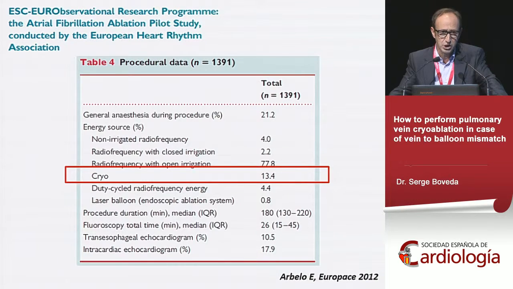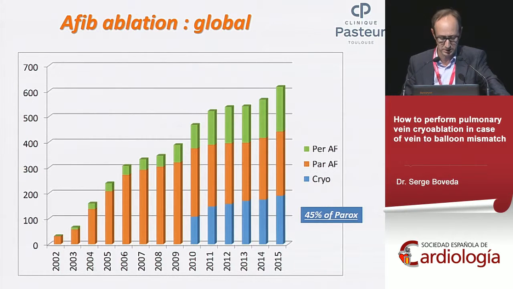So you know that cryoablation in this survey from ERA of 2012 was very rare around Europe. It was around 13% of these more than 1,000 patients that were treated for AFib ablation. At the present time, in the majority of the European countries, more than 30% of AFib ablation is done with cryo. In our institution, we have more or less 1/3 of patients now that are treated by cryoablation of the total atrial fibrillations that we treat every year.